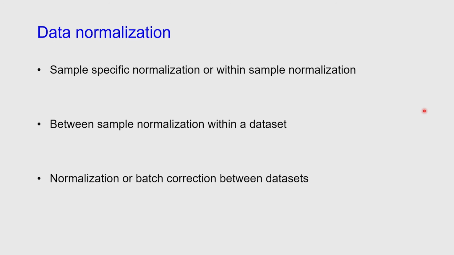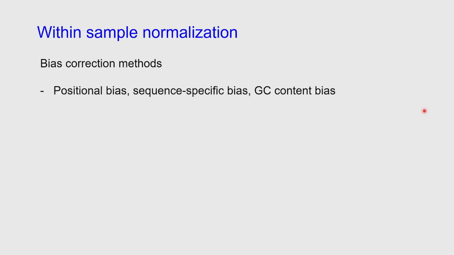Again, this variation from one set of experiments to another is something we have to correct for. For within-sample normalization, we have talked about bias correction methods, for example, positional bias, sequence-specific bias and GC content bias. We have also mentioned gene length bias as well as sequencing depth. We will discuss the data normalization methods in much more detail in the next few classes.